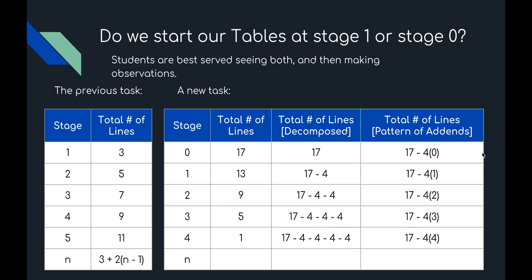Let's rewrite those as patterns. In stage 0, we have 0 deductions of 4. In stage 1, we subtracted 4 once. In stage 2, we subtracted 4 twice. At this point, we're going to ask students to make some observations and some conclusions, keying in on the stage and how it's connected to the number of addends. Students will likely pick up that the stage and the number of addends is the same. So our equation in this situation, or expression, is 17 minus 4n.